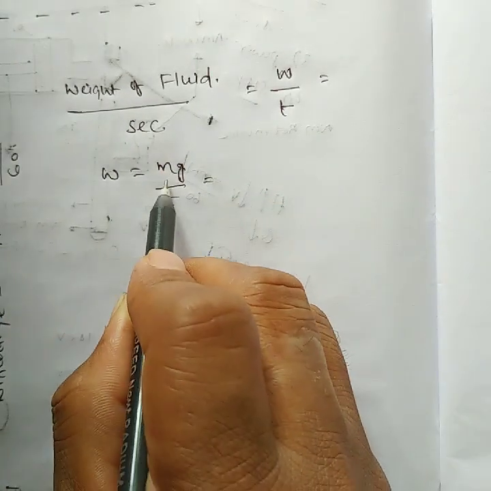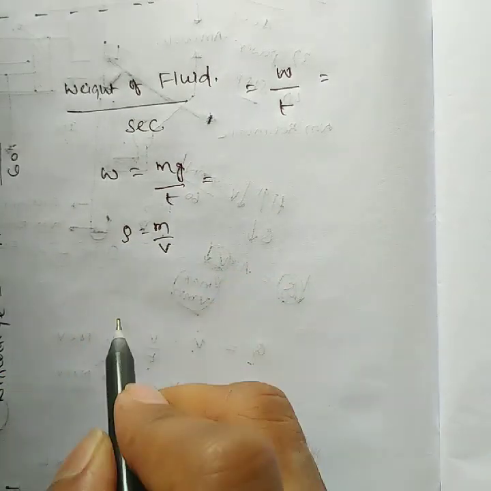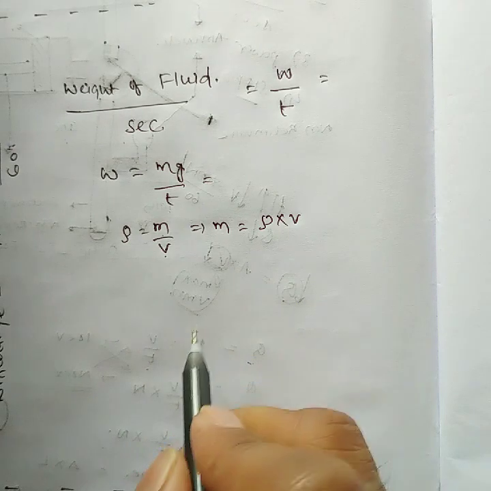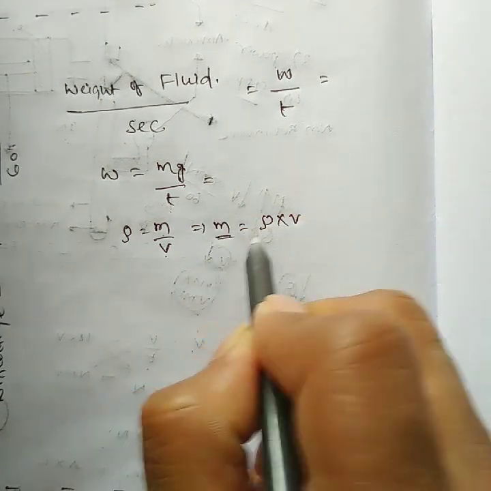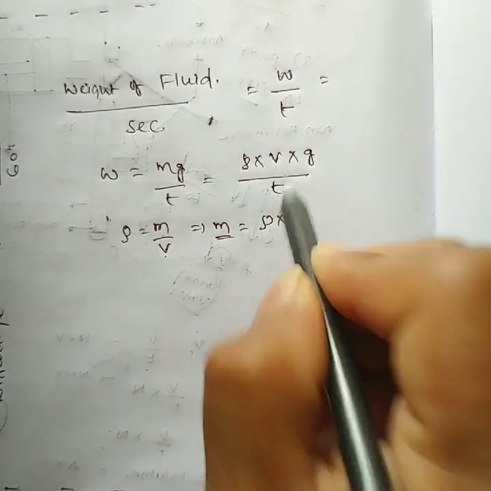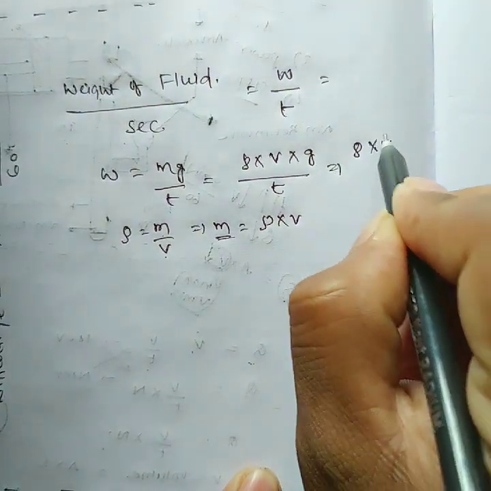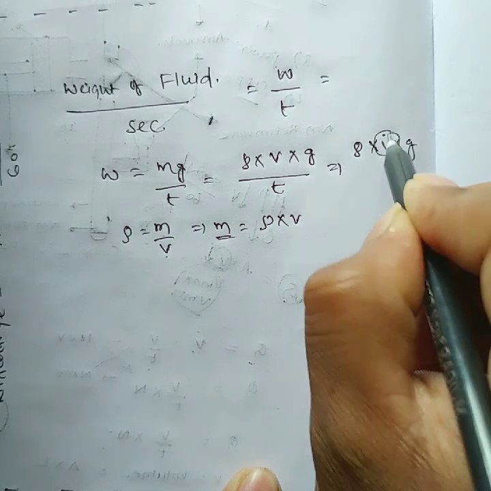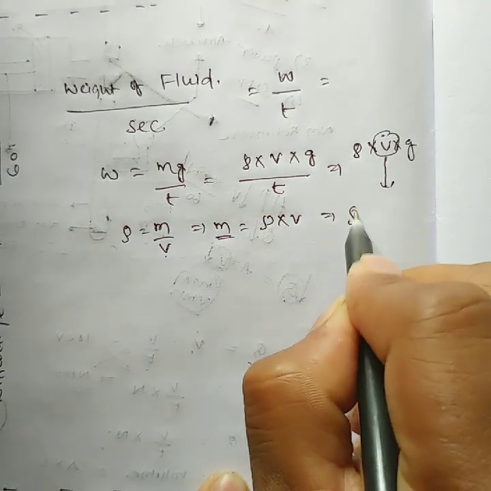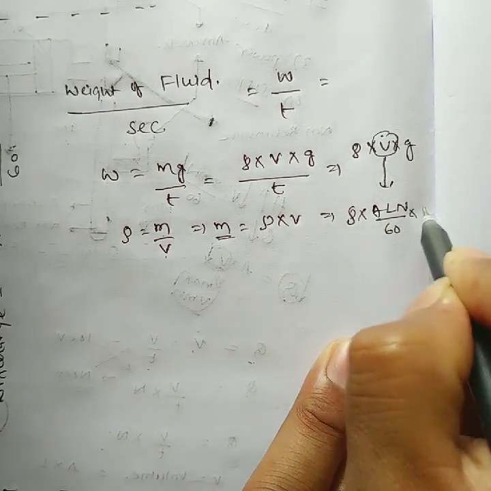How can you write mg by time? Density is equal to mass by volume. So with the help of density, mass is density into volume. In the place of mass we can represent density into volume into g by time. Simply, density into volume flow rate into g. What is meant by volume flow rate? Just now we discussed that volume flow rate is represented as discharge. That discharge is equal to ALN by 60 into g.